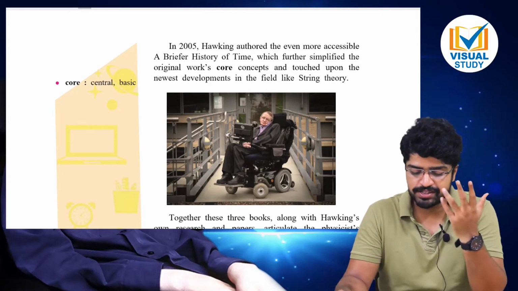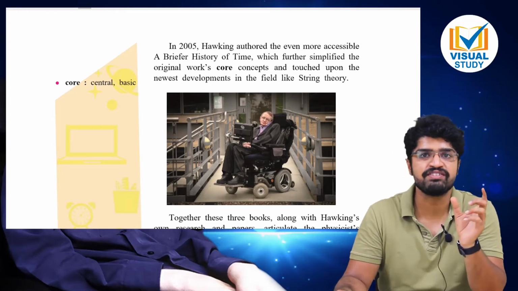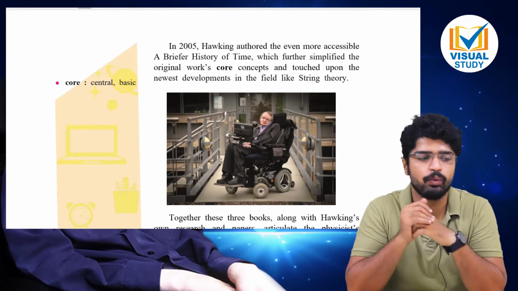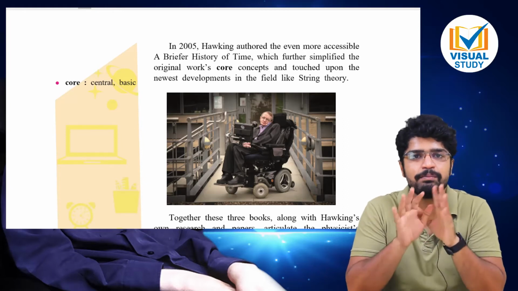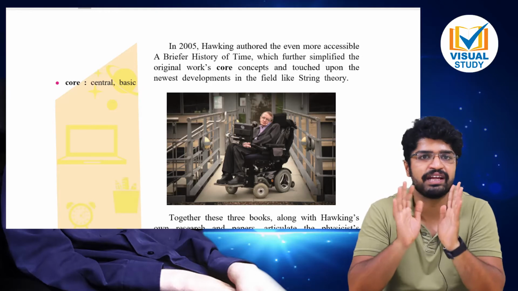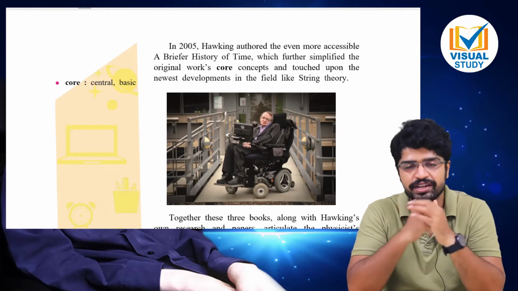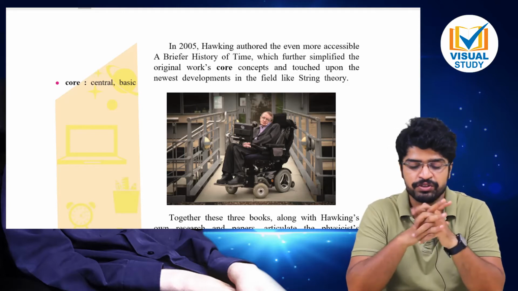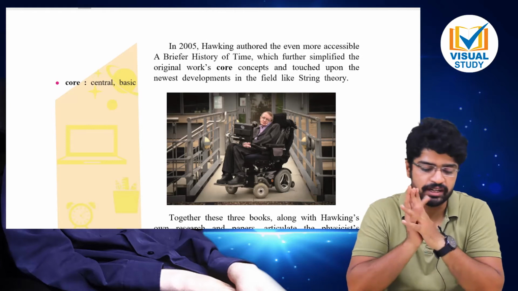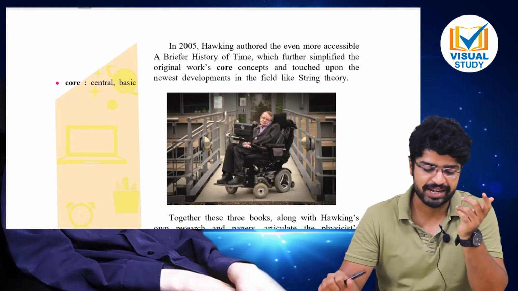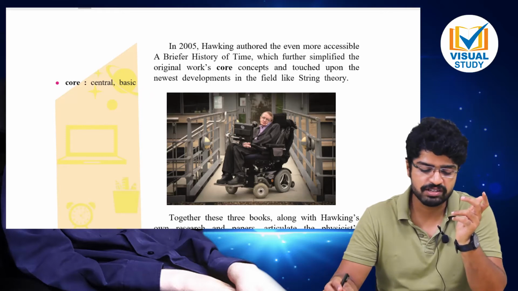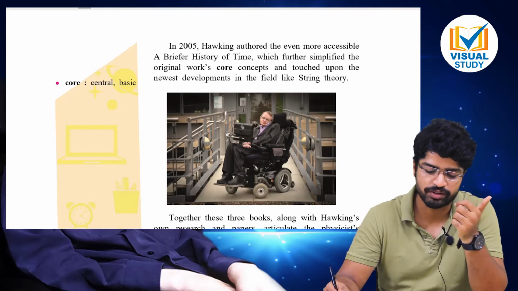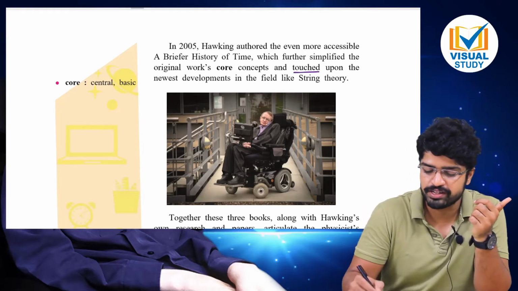मतलब क्या हुआ, हॉकिंस ने सबसे पहले एक बुक लिखा. The book was called A Brief History of Time. I don't know whether many of you have read this book or not, but I personally have gone through this book quite briefly, and trust me, the book has no simple life stories, but it's got the theory of time, where Hawking has proved that time travels faster. Time has the ability to travel faster. So this is what the book has also mentioned clearly, and accordingly, Hawking authored the even more accessible A Briefer History of Time, which further simplified the original work's core concepts and touched upon the newest developments in the field like string theory.